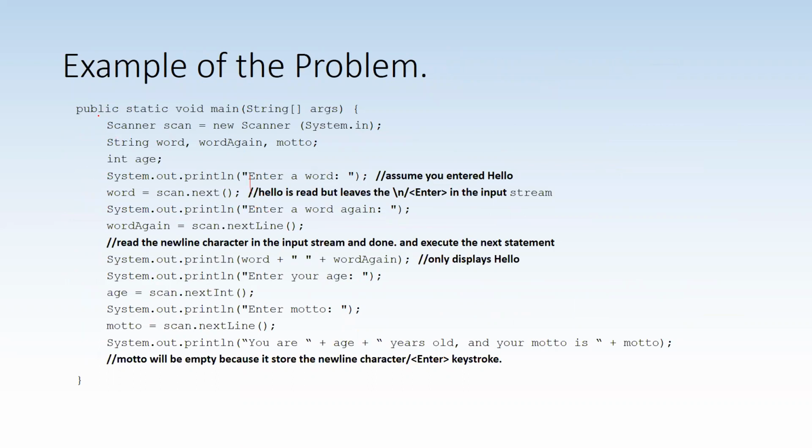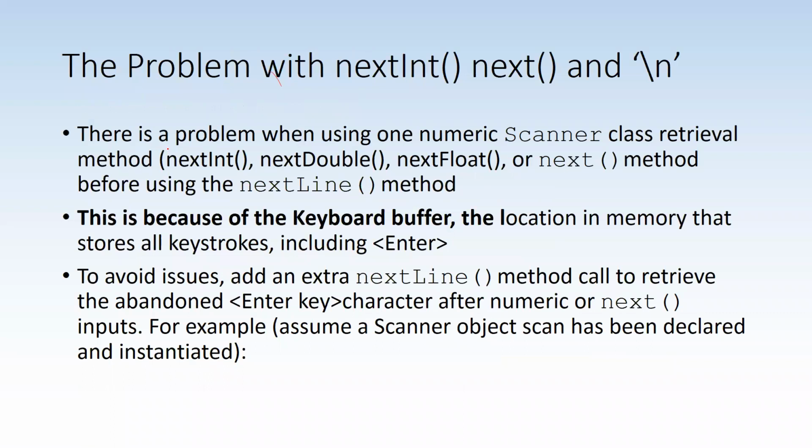So you understand this and this and this. You're asking the user, please enter a word, and you enter. Suppose you entered hello. Remember, next reads only one word, right? nextInt will read an int, nextDouble a double, nextFloat a float, next will read one word only, while nextLine will read the whole line, including the new line character.